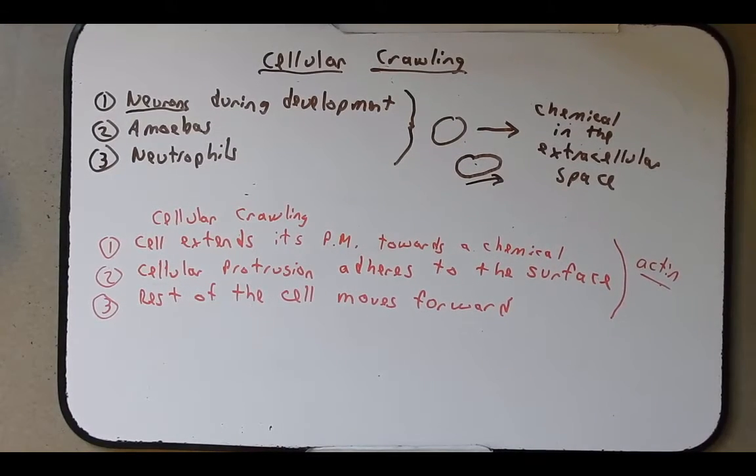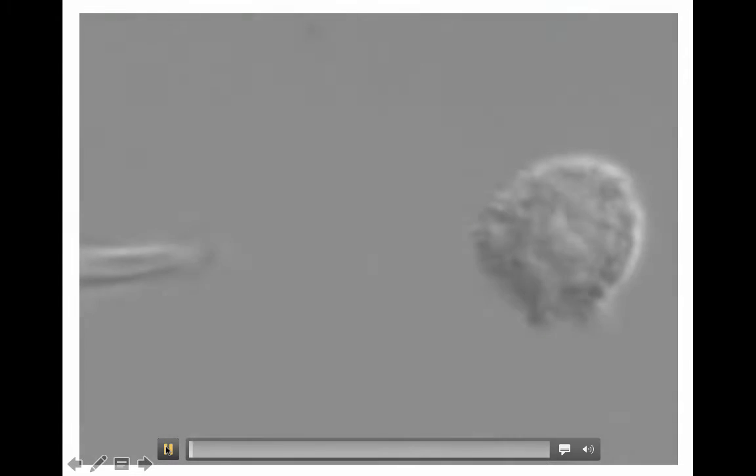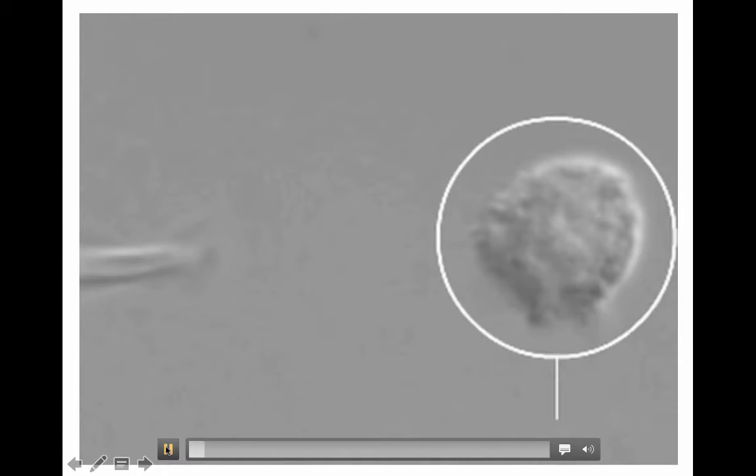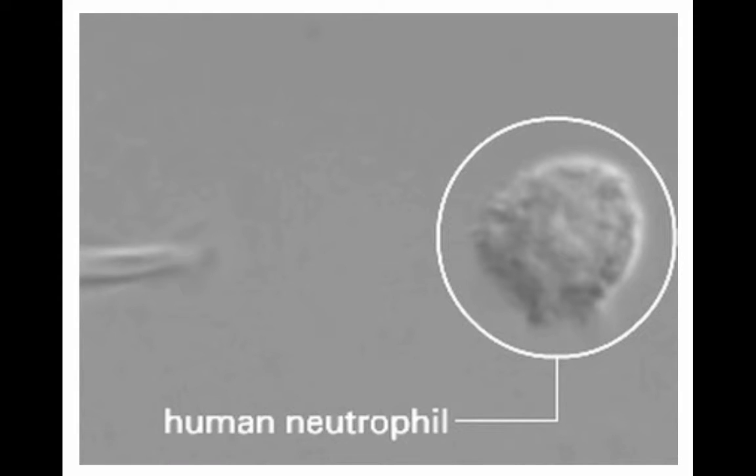Now before we begin, I want to show a quick video that demonstrates cellular crawling. What we see on the right half of the screen here is a human neutrophil. And over here we're going to see a pipette that's going to place some chemicals that are going to attract the neutrophil. As it releases the chemicals, you'll see the neutrophil moving towards these chemicals.